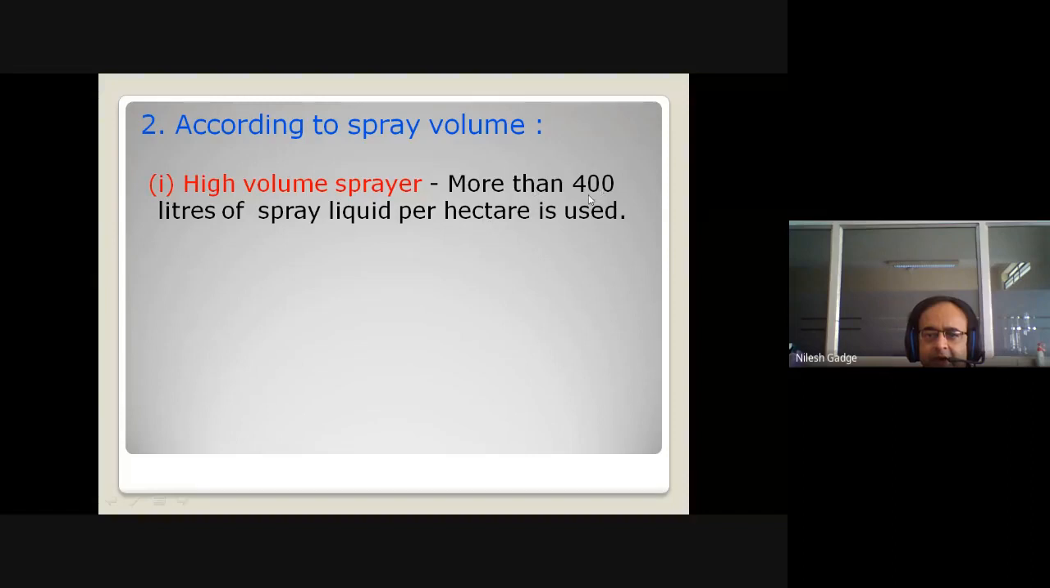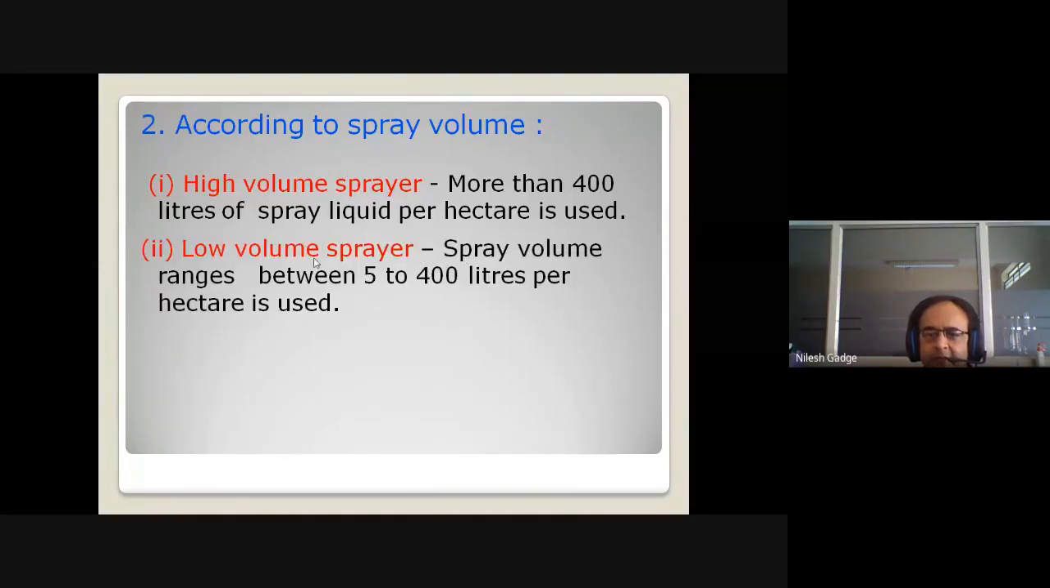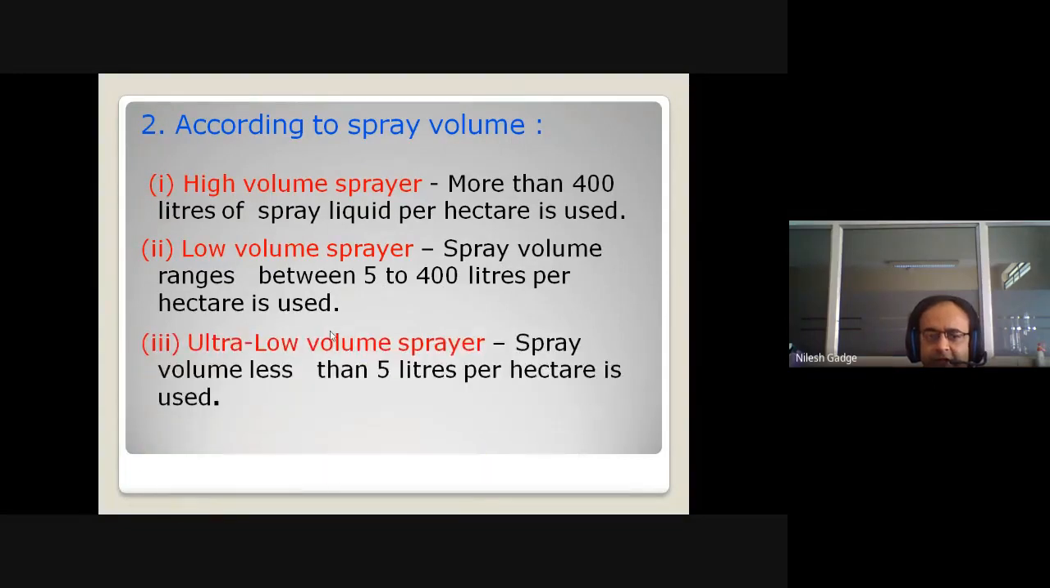More than 400 liters of spray liquid per hectare is used. It means it is too much quantity, a high volume sprayer. Then for the low volume sprayer, spray volume ranges between 5 to 400 liters per hectare. Then the third is the ultra low volume sprayer, where spray volume is less than 5 liters per hectare. So these are the differences between high volume, low volume, and ultra low volume sprayers.